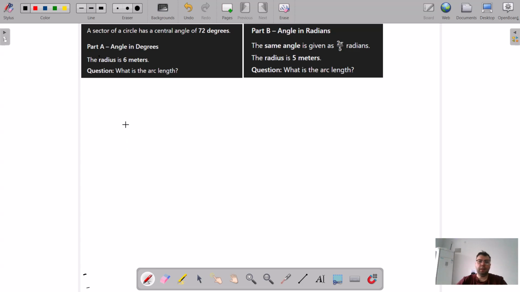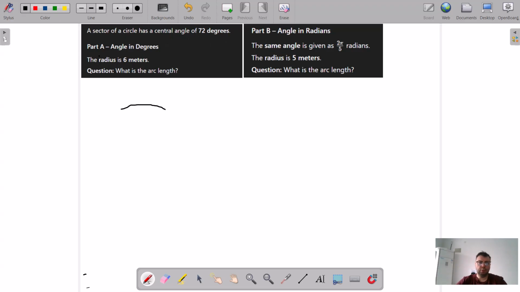Today we will learn how to calculate the length of an arc. I have two problems here. The first one will calculate the length of an arc using measurement in degrees. We'll measure the angle in degrees. Later we'll measure angle in radians.